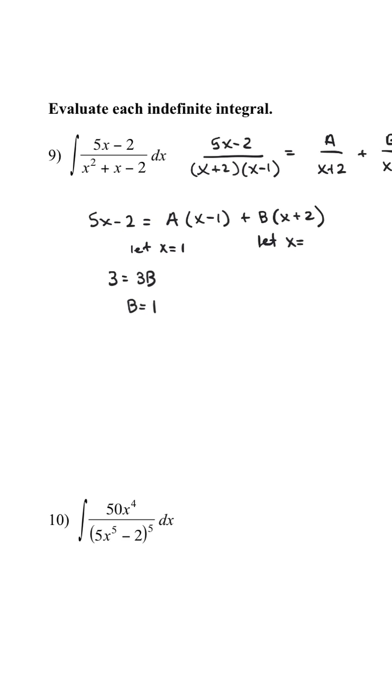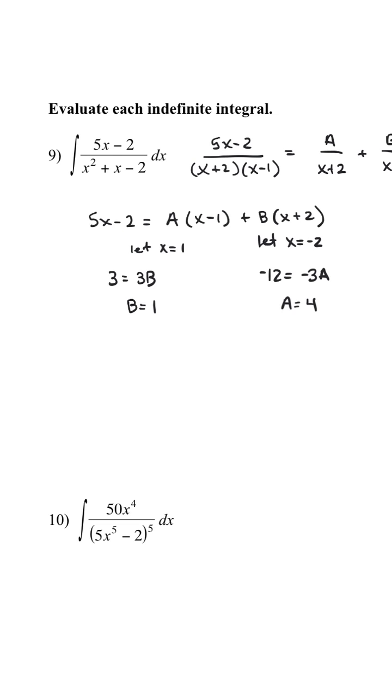If we let x equal negative 2, then here we have 5 times negative 2, that's negative 10. Subtract 2, negative 12. Here negative 2 subtract 1 is negative 3, so that's negative 3a. So a equals 4. So the partial fractions are 4 over x plus 2 and 1 over x minus 1.